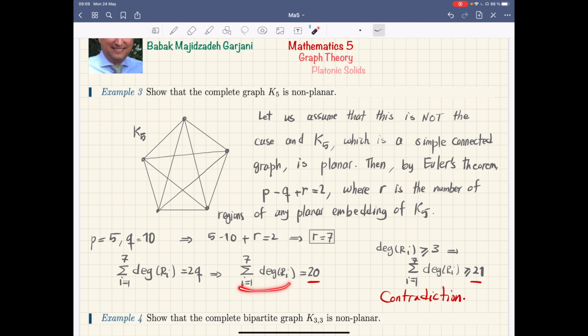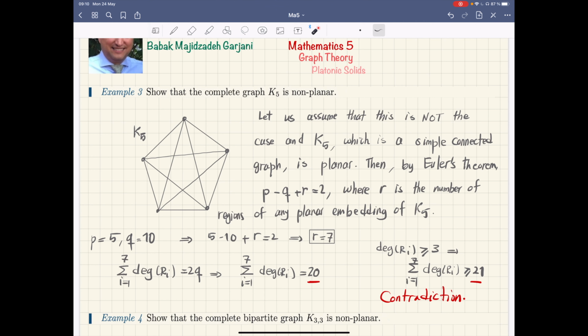And I have 7 of them. So the left-hand side should at least be 21. On the other hand, based on the previous theorem, the sum should be 20. And this is a contradiction. Is that understandable? So K5, remember it in your memory if you're interested in graph theory. K5 is one of the building blocks of non-planar graphs.